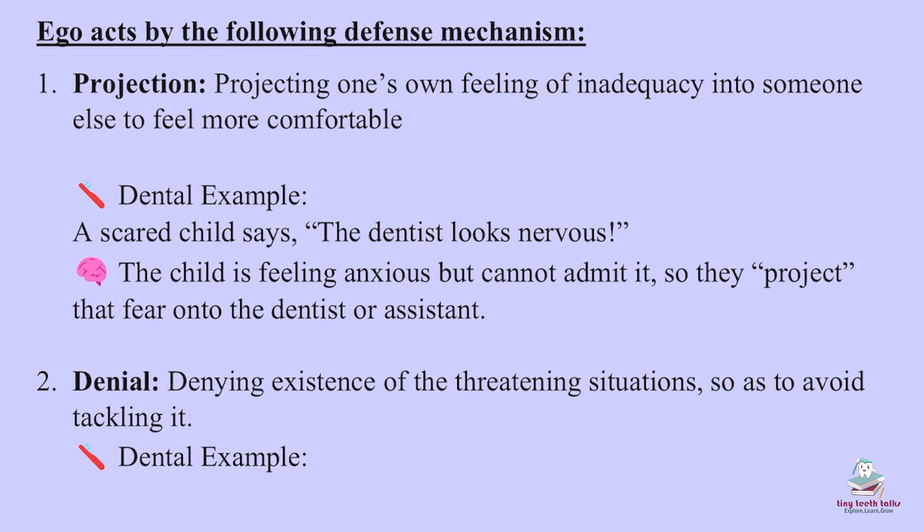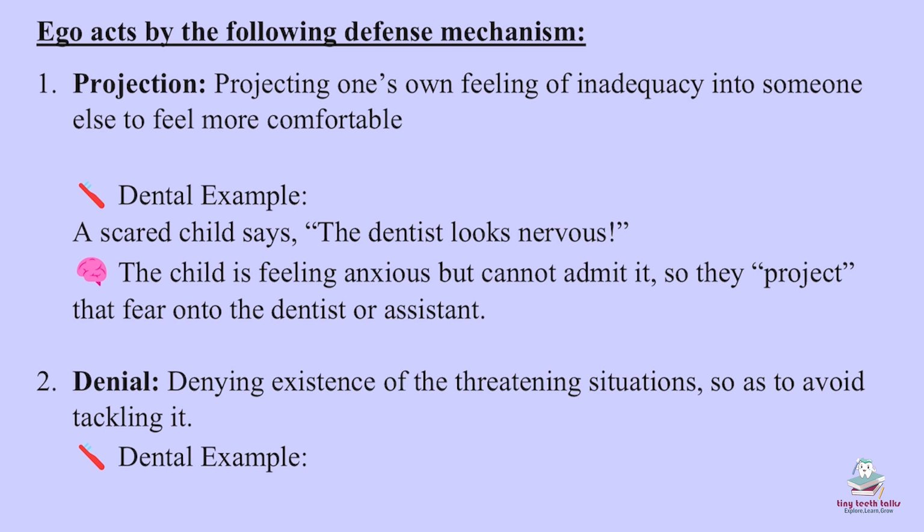They use these 9 concepts to protect us and to decide when there is a clash of our desires and our morals. First is projection. Projection means projecting one's own feeling of inadequacy onto someone else to feel more comfortable. So the child places their own feeling onto someone else. A dental example is a scared child saying the dentist looks nervous.